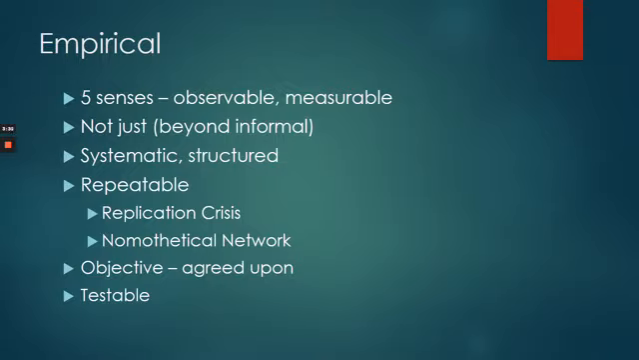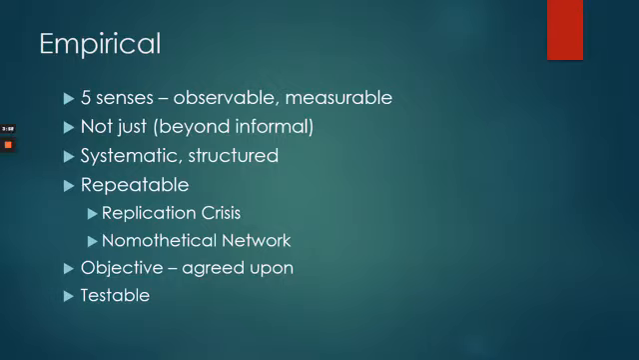And the thing though is it's not just this. It's not just looking at something and measuring something. It has to be systematic and structured. Informal observation is not science, even though it is empirical. It's not science until the observations and the measures you're doing are systematic and structured.